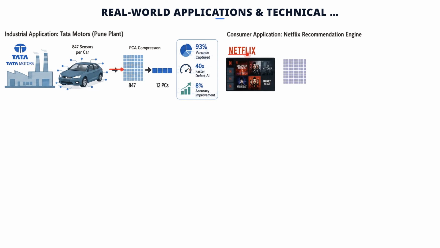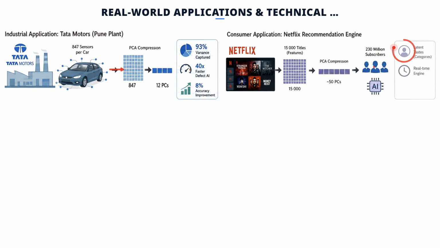Similarly, Netflix uses PCA to manage its massive library. Every user has a feature for every movie they might have rated. Calculating recommendations across 15,000 dimensions for 230 million subscribers is mathematically impossible at scale. So Netflix uses PCA to compress these dimensions into roughly 50 principal components.